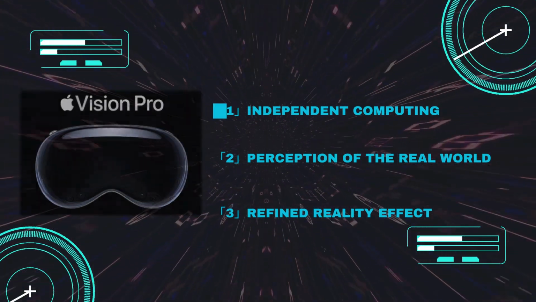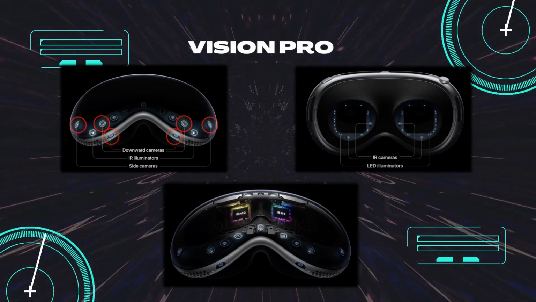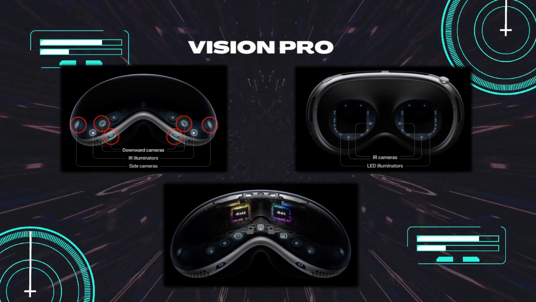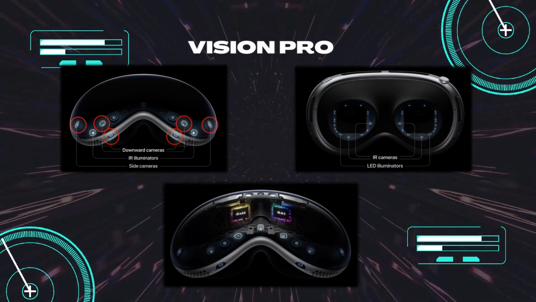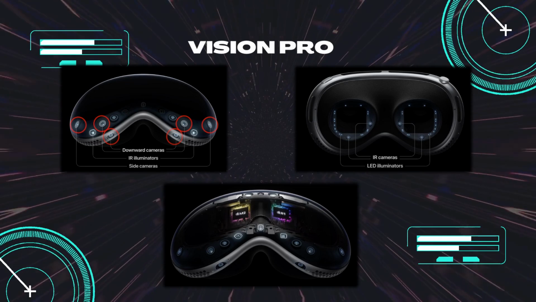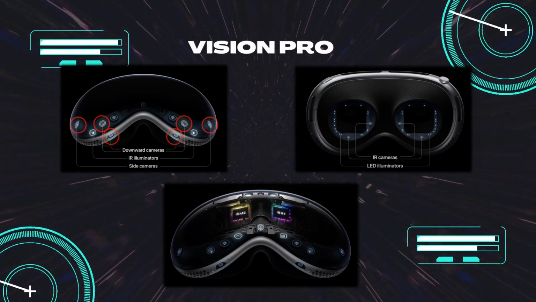Now Vision Pro is really good at understanding the real world. It uses its own cameras to see what's around you and shows it on the screen. Then it adds digital stuff on top of that. It's not just AR, it's like a mix of AR and VR. Some people call it mixed reality.